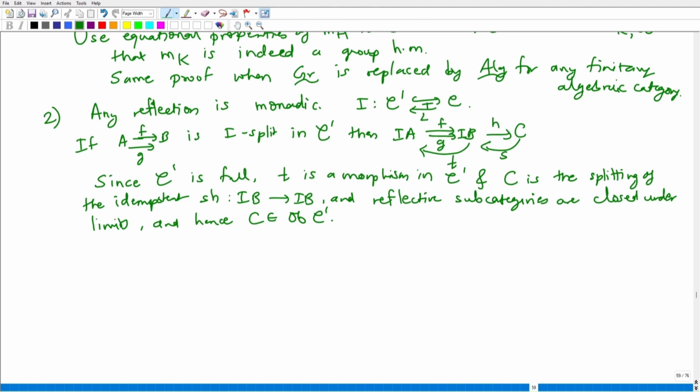You can of course prove it directly, and I will give that as an exercise. Prove this directly. You have to have some hands-on experience. Some more examples, like if I take Top and then Sets, from Top there is a forgetful functor and it has a left adjoint D, discrete topological space. Yeah, so this is not monadic.